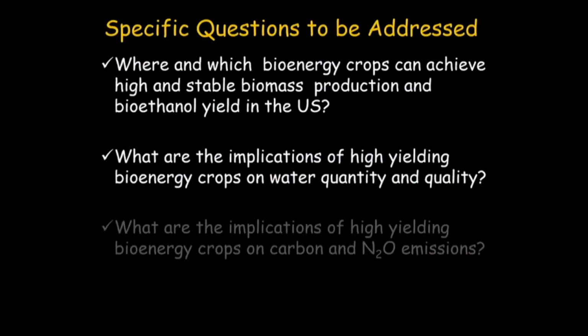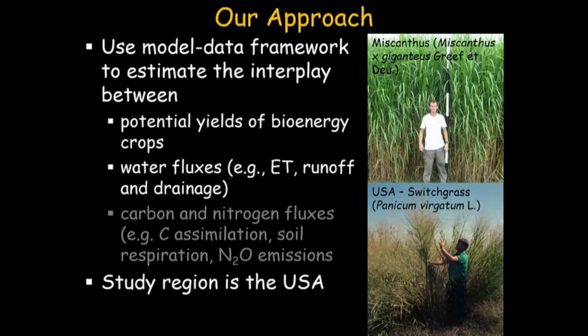Now, we have addressed two questions in our study: where and which bioenergy crops can achieve high and stable biomass production and bioethanol yields in the US, and what are the implications of these high-yielding energy crops on water quality and water quantity. Obviously we have also done the analysis on carbon and nitrogen, which I'm not going to discuss today because of the time constraint. Our approach is that my student, who was interested in this project, developed a model-data framework to estimate the interplay between these energy crops, water fluxes, as well as carbon, and we focus our study on the US.